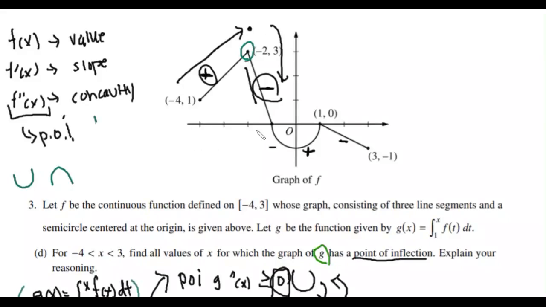Put here. This is negative to negative, right? Negative to negative, it doesn't change the sign, so it stays still, so that is not a point of inflection. However, from this one, negative to positive, right? So this 0 will be a point of inflection.